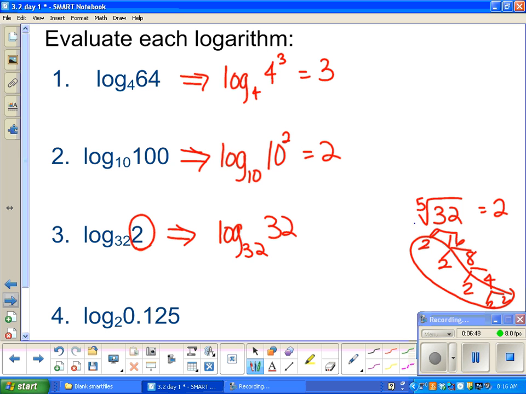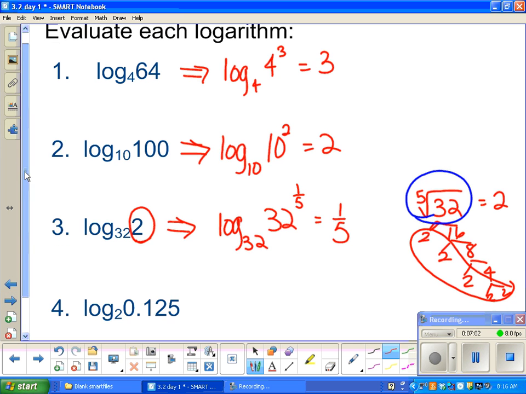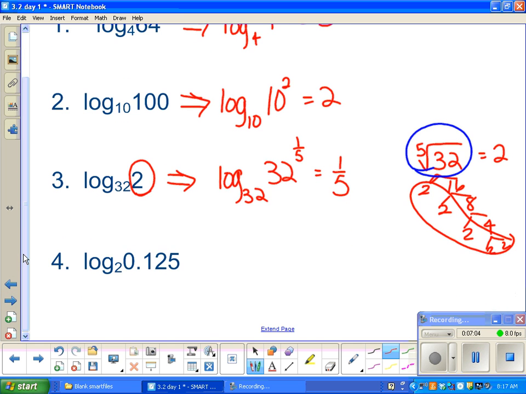But when I rewrite that as an exponent, what does it become? It becomes a 1/5 exponent. Number 4 is a lot more challenging. Decimals are harder. What I'm going to do is take this decimal and rewrite it as a fraction and simplify my fraction and see what happens.